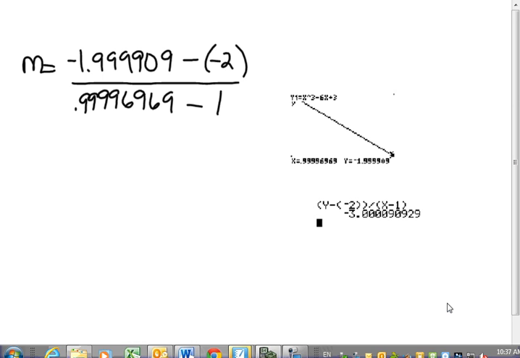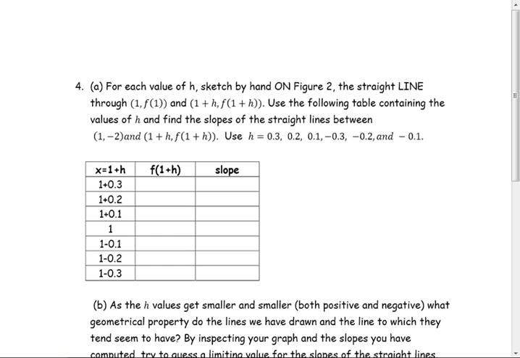So I'm going to go back over here, and we're going to look at this little chart right here. So I'm just going to try to find the slope. So here's my curve, and here's my point. So it helps to visualize this. This is 1, negative 2. And I'm going to find another point on the curve, and my distance from this point is going to be 0.3. So I'm going to travel 0.3 to the right, and I'm probably over here someplace.